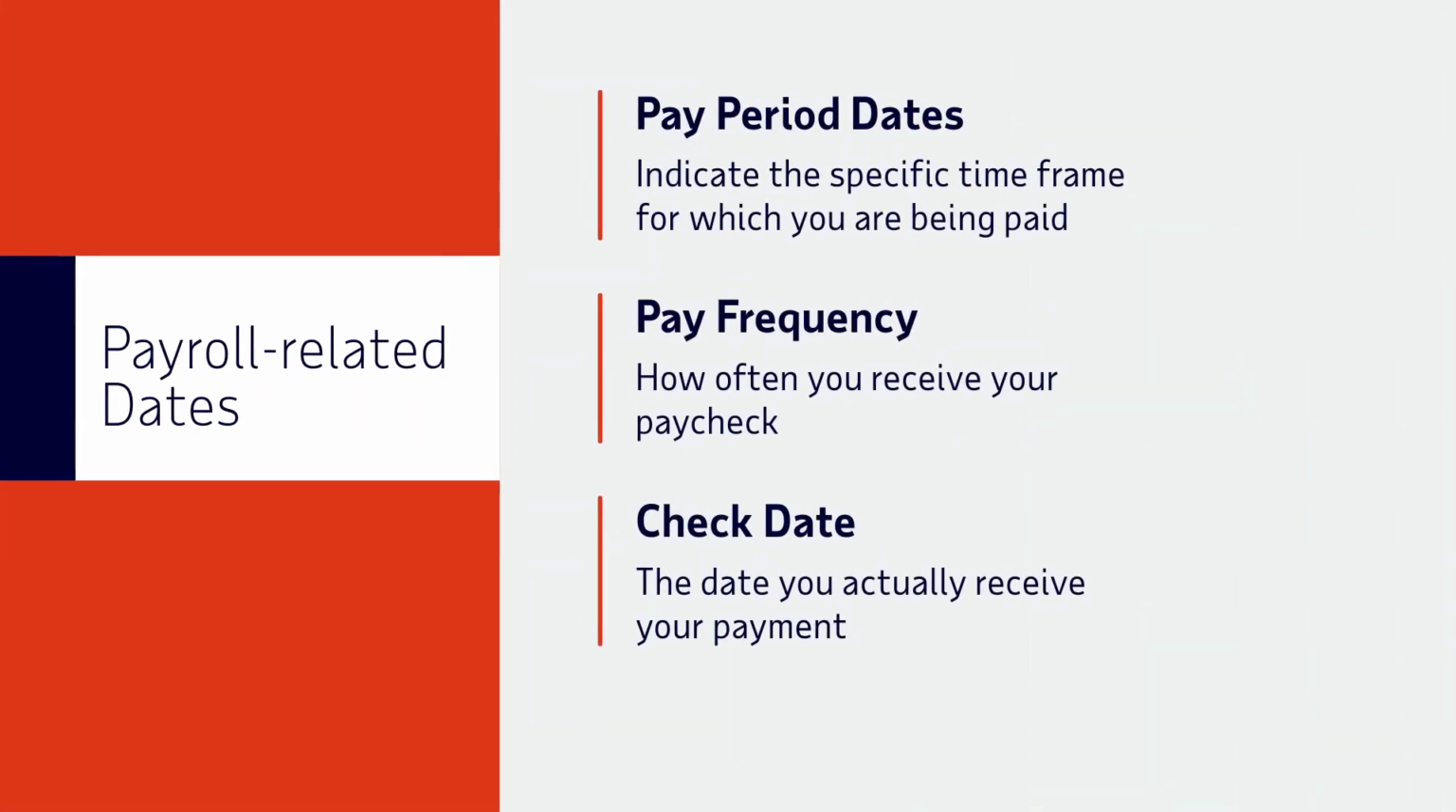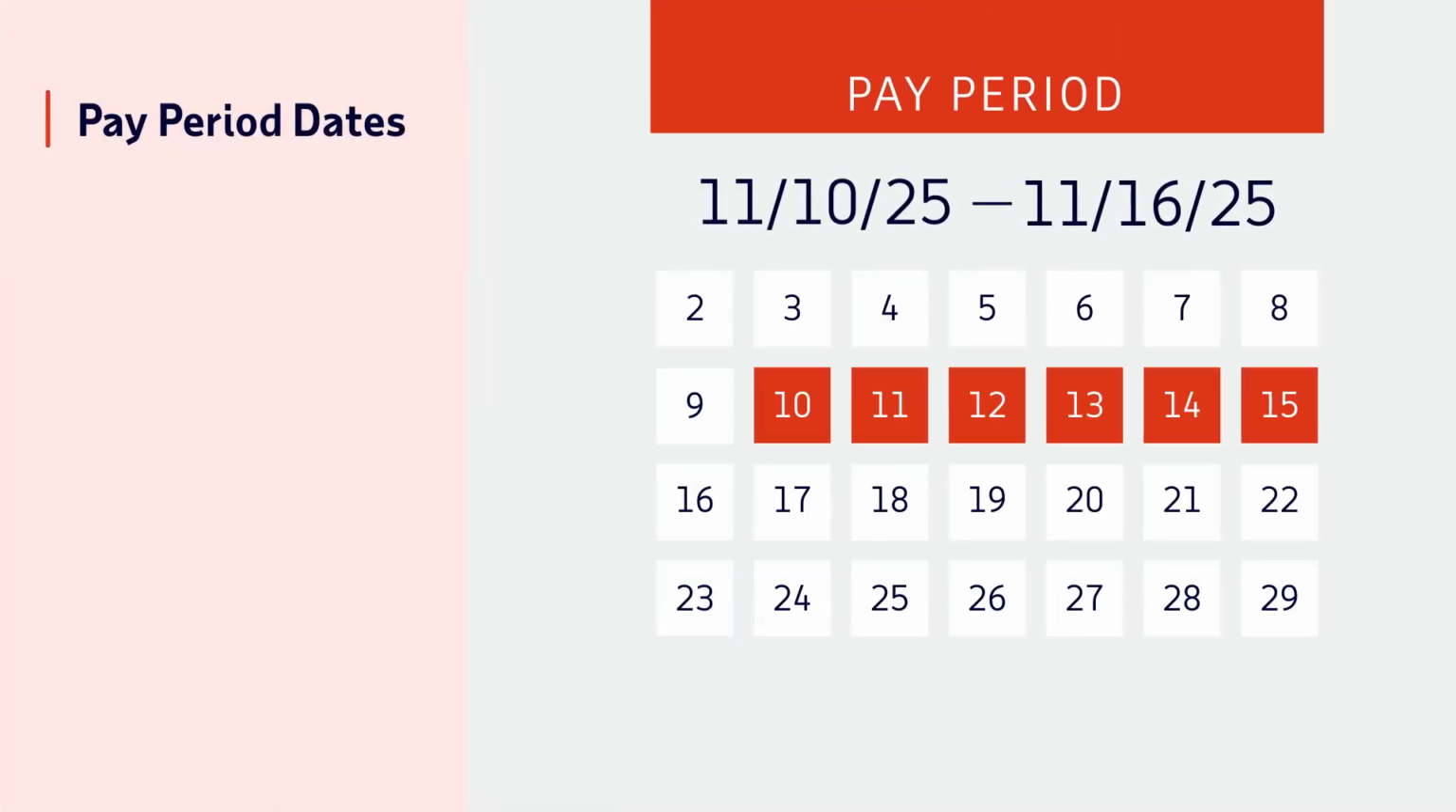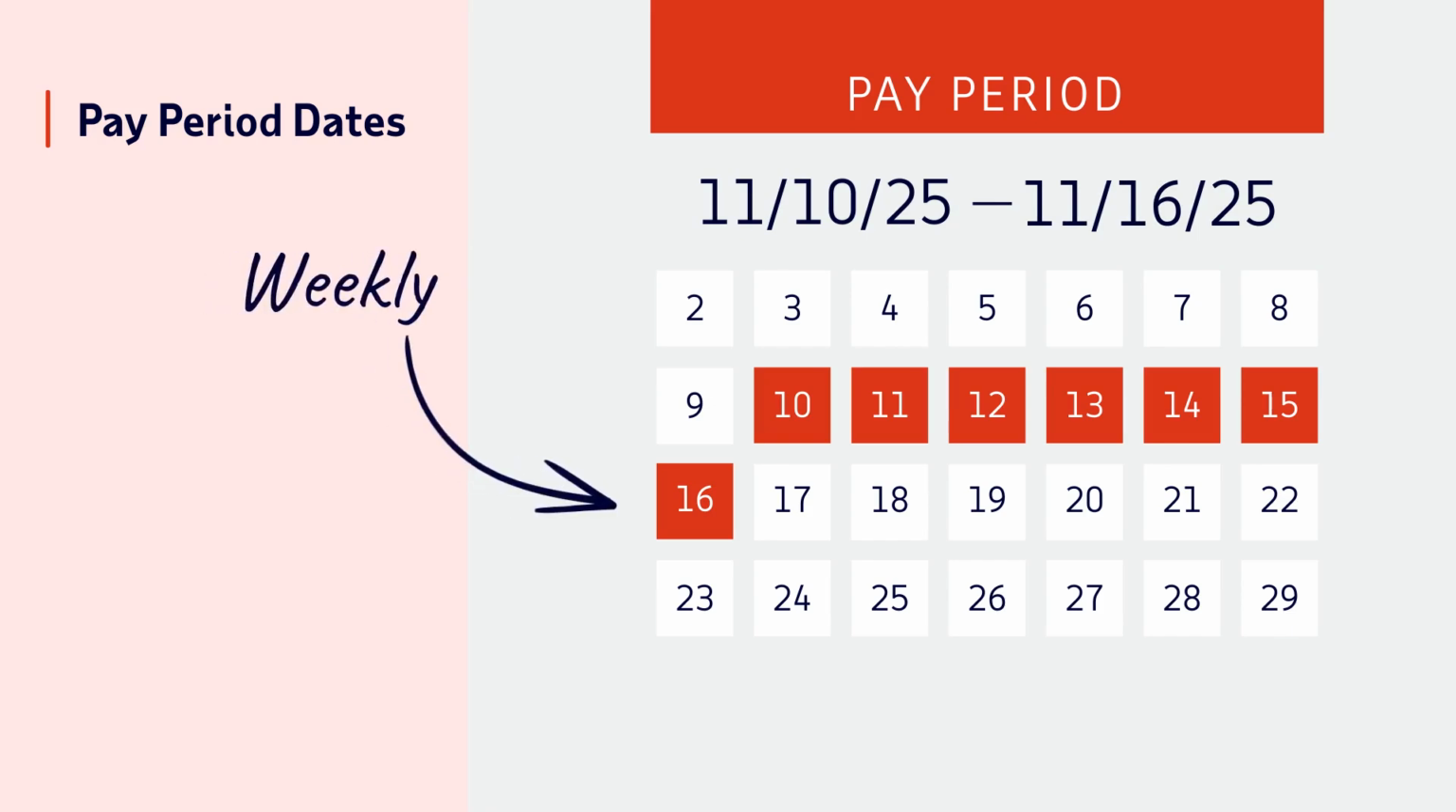It is essential to understand the dates on your pay statement to verify the accuracy of your pay information. The most important dates to note are the pay period dates, pay frequency, and check date. The pay period dates indicate the specific time frame for which you are being paid. Pay frequency refers to how often you receive your paycheck. The pay period dates on your pay statement will correspond to your pay frequency. The check date, which is the date you actually receive your payment, is the most recognizable date on the statement. The pay period dates indicate the days for which you are being compensated and how frequently you receive your paycheck.